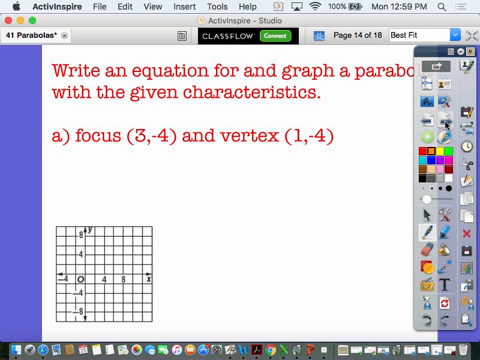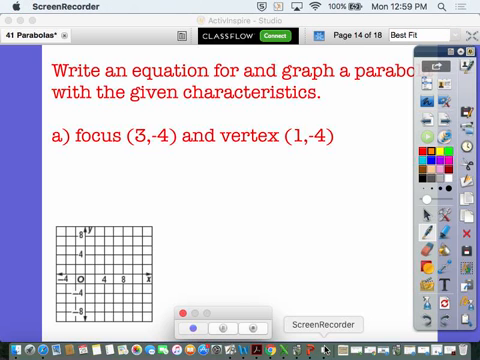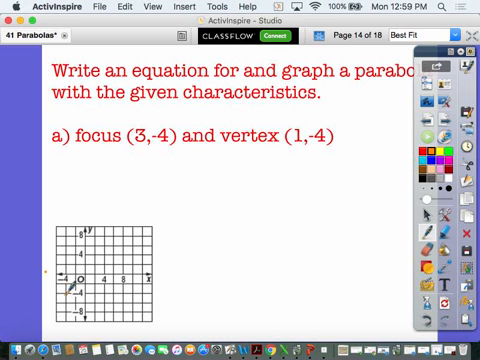We're given that the focus is 3, negative 4, and the vertex is 1, negative 4. So let's think about this a little bit. I'm going to go to my graph that's right here. I go by 2's on my graph. 3, negative 4, there's my focus. And then 1, negative 4.